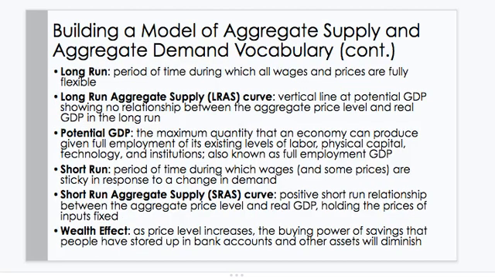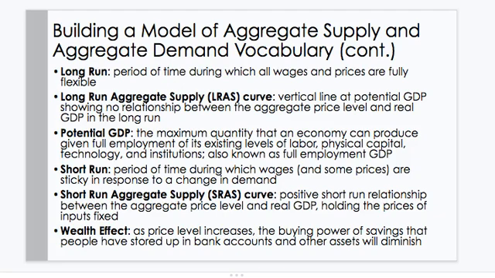Long run. Period of time which all wages and prices are fully flexible. Long run aggregate supply. Vertical line at potential GDP, showing no relationship between the aggregate price level and real GDP in the long run. Potential GDP, the maximum quantity that an economy can produce given full employment of its existing levels of labor, physical capital, technology, and institutions, also known as full employment GDP.